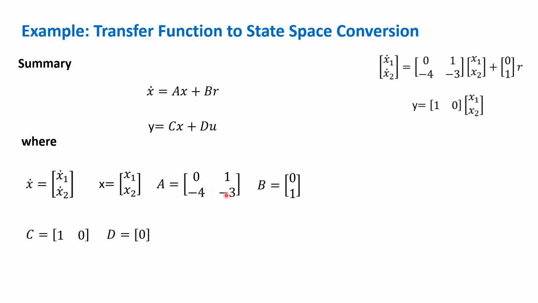In representing this system, oftentimes people will just write down what the matrices are. So they'll list A, B, C, and D. That's your state space representation.